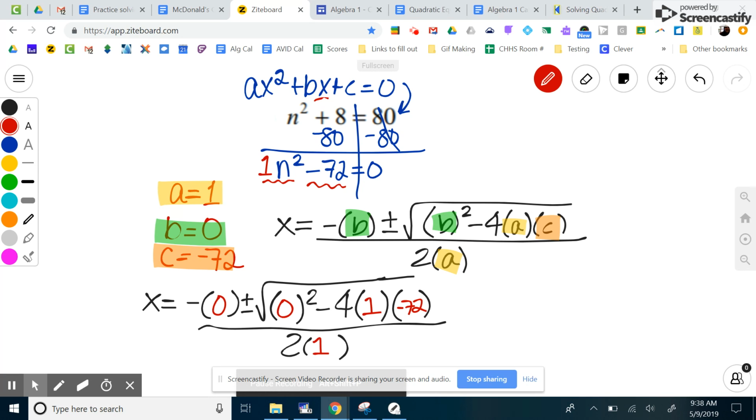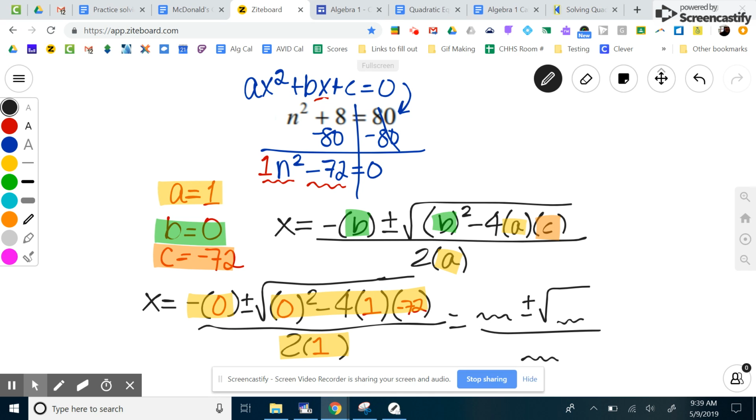So you should have gotten the opposite of 0 plus or minus the square root of 0 squared minus 4ac, 4 times 1 times negative 72, all over 2 times 1. Remember, we always simplify in 3 places, here, here, and here. So we're going to end up with some number plus or minus the square root of some number over some number. So first thing, the opposite of 0 is still 0 because 0 doesn't have an opposite.